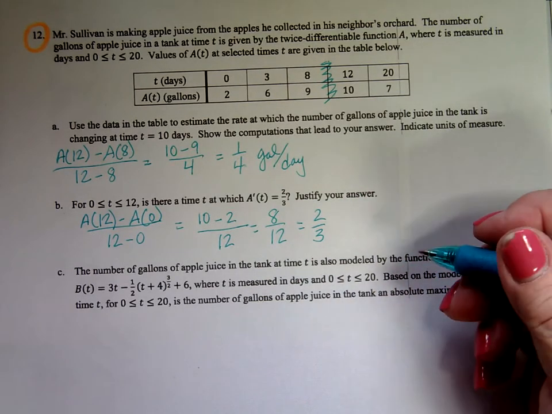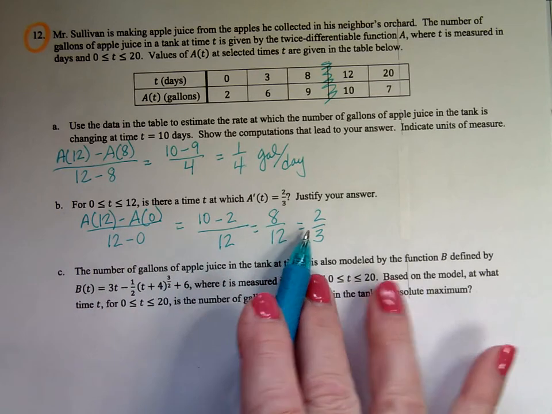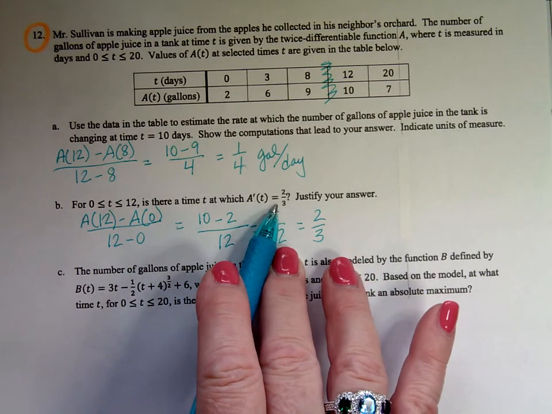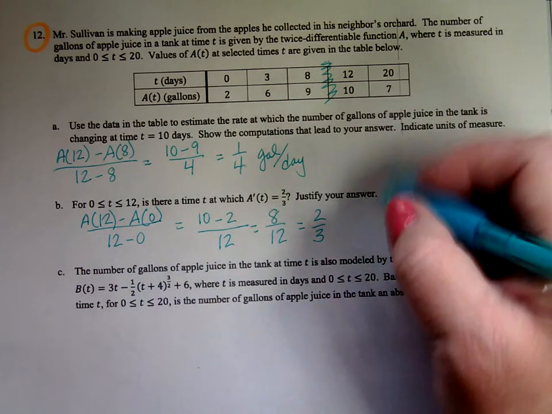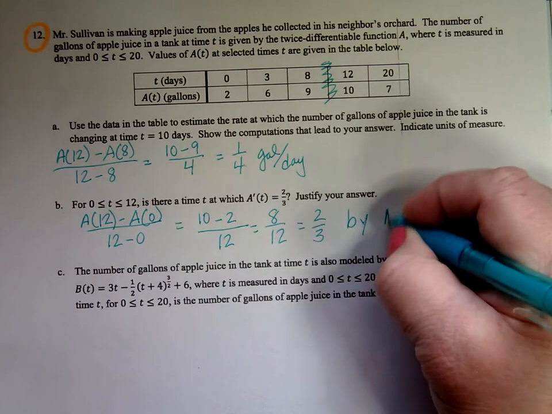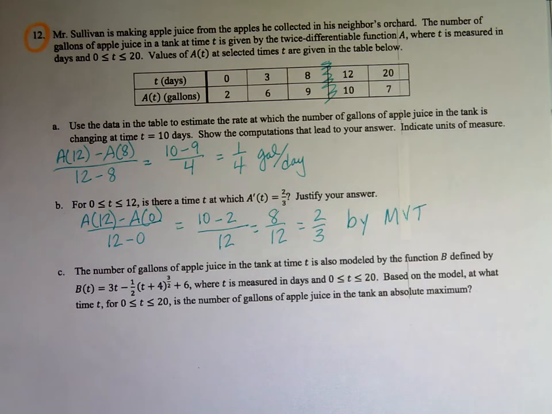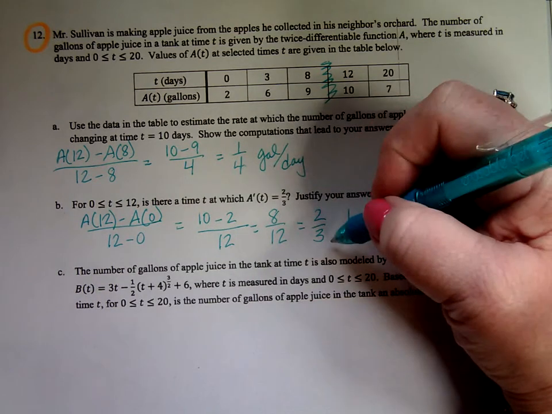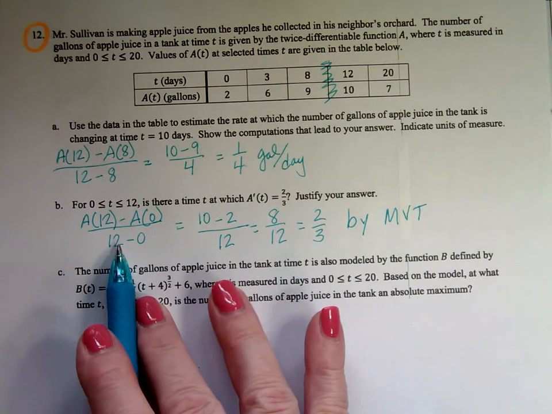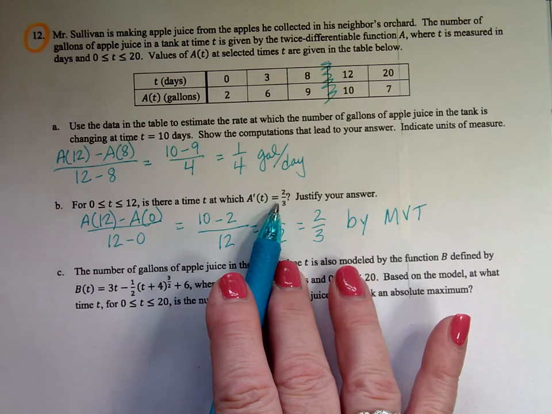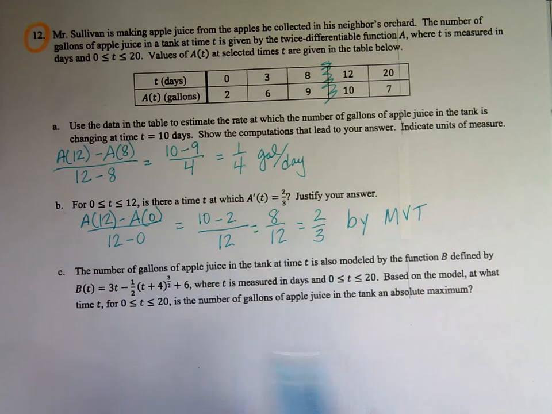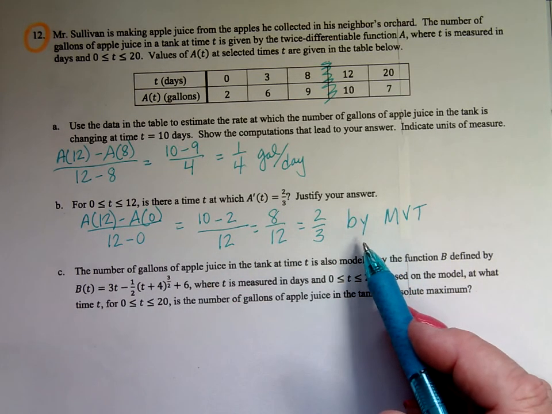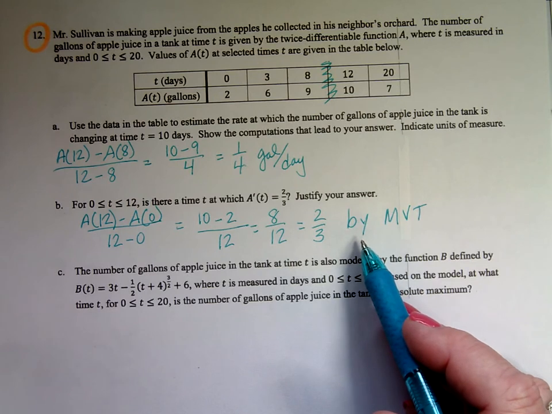When you find the slope and it equals the derivative they're giving you, it's by the mean value theorem. The mean value theorem is what guarantees, as long as these numbers come out to be the same when you estimate the slope and they give you the 2/3 as well, then you know that it is going to work, because of the mean value theorem.